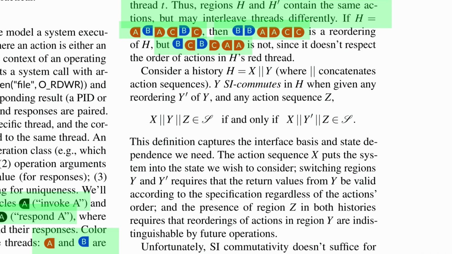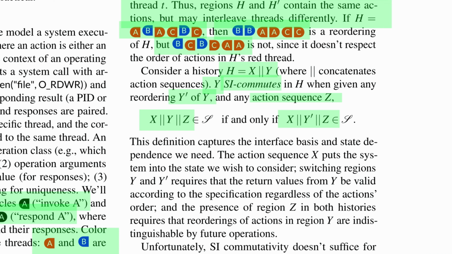And this brings us to the notion of SI commutativity, where the SI stands for state dependent and interface based. If H is the concatenation of two sequences X and Y, we say that Y SI commutes if you can reorder it to Y prime and then follow it up with another sequence Z and the sequence X, Y, Z as well as the sequence X, Y prime, Z are both well-formed histories.